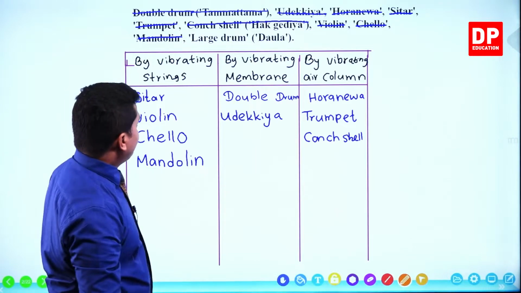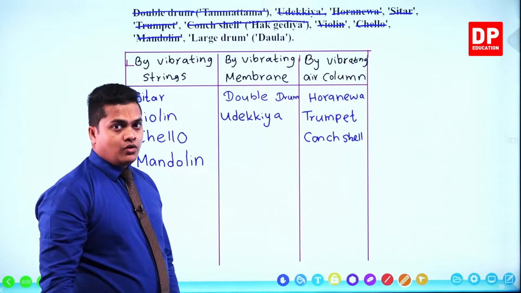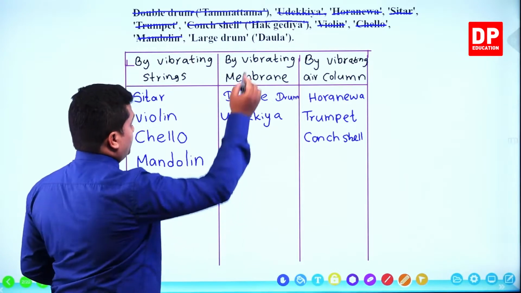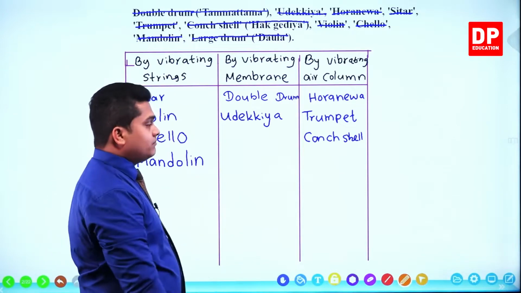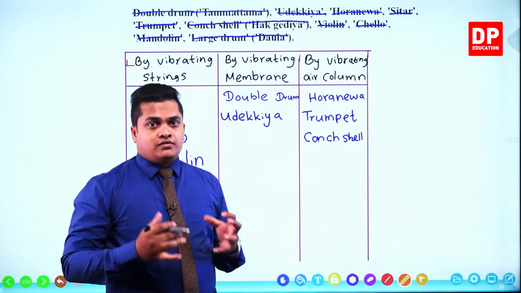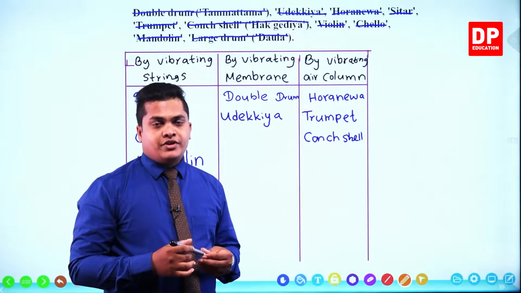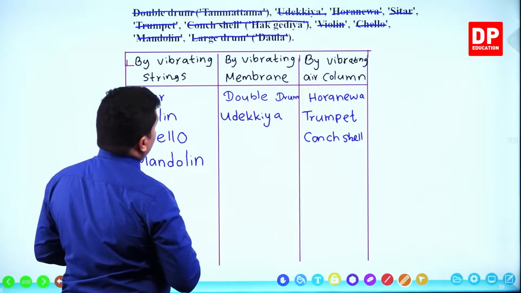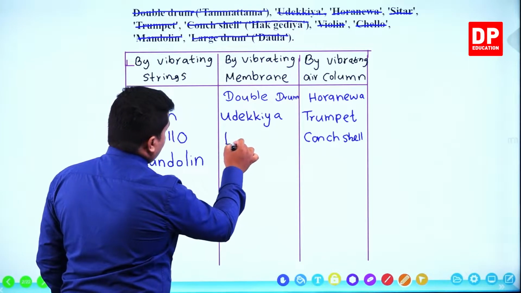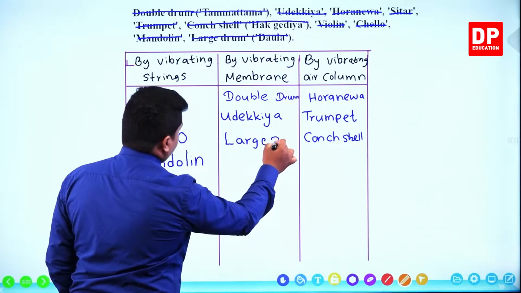Mandolin. Then finally we have the large drum or the dowler. Dowler is a drum. So you know how the drum produces sound by the vibration of a membrane. So the next one is large drum.